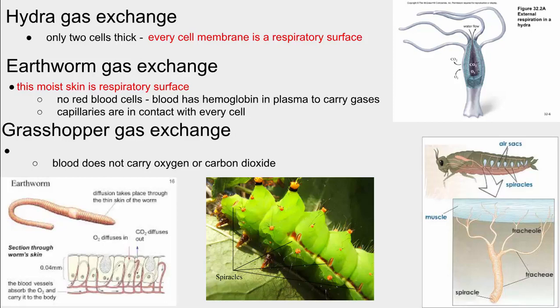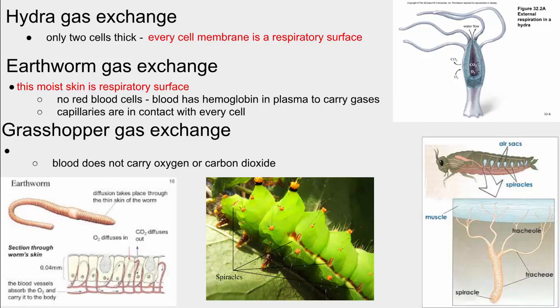And one interesting thing about earthworms is they don't have red blood cells to carry oxygen like many other animals do. Instead, the hemoglobin, which grabs onto the oxygen, is just in their blood plasma. Okay? So it's still their blood that's carrying this oxygen, just happens in a little bit different way. And then the capillaries of their body are in contact with all their cells to allow for oxygen exchange.